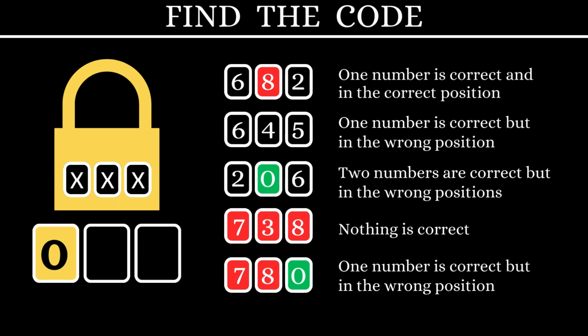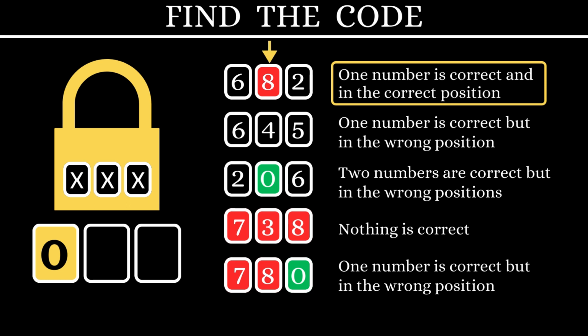To find out the other two numbers, let's start with the first hint, where one number is correct and in the correct position. Here we already know that 8 is incorrect. So the correct number should be either 6 or 2. Let's check if 6 can be correct.